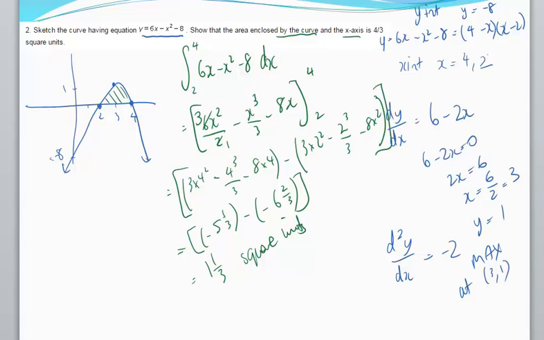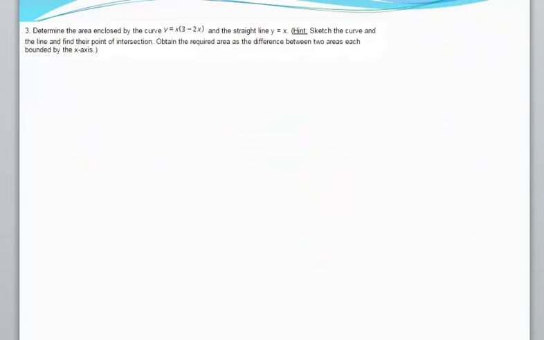So now moving on to question 3. We want to determine the area enclosed by the curve y equals x(3 minus 2x) and the straight line y equals x. First of all, y equals x(3 minus 2x) will become 3x minus 2x squared.